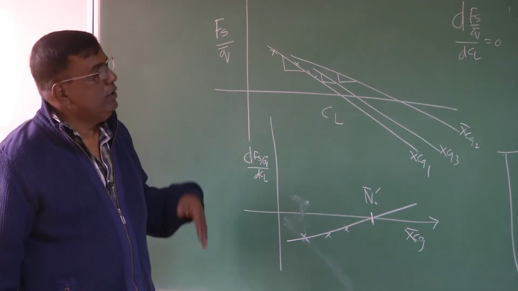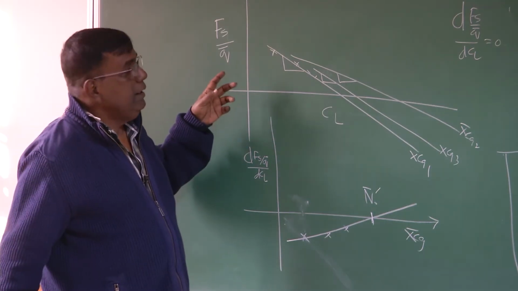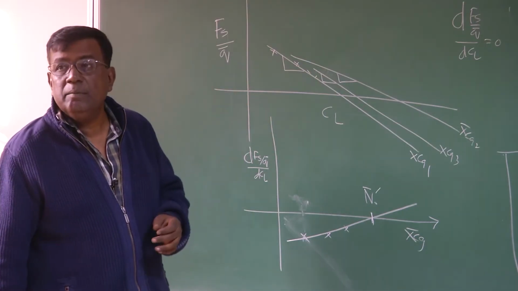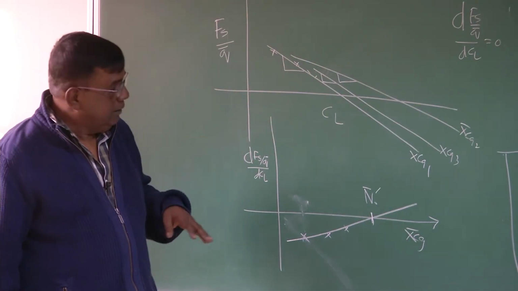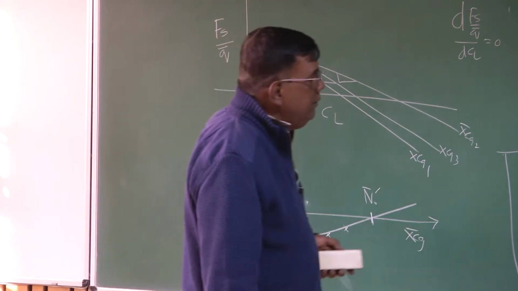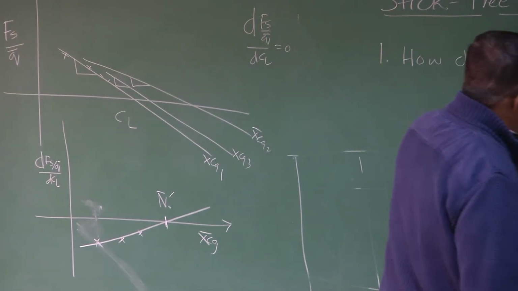You can cross-check with the stick-fixed neutral point. Earlier we did that, it was d delta E by dCL versus XCG, and the XCG location at which d delta E by dCL was 0. Right? So this is the way to do the stick-free experiment to find out the stick-free neutral point.